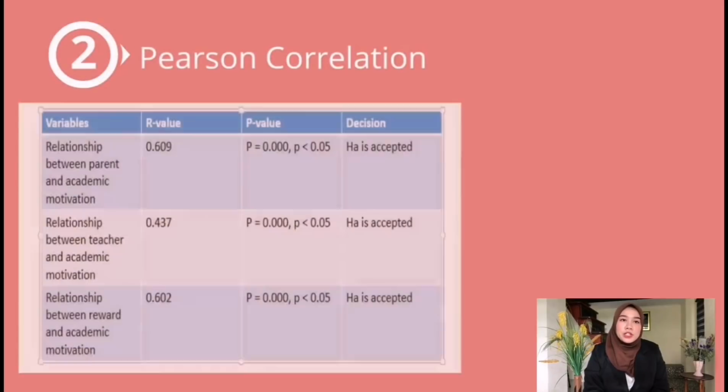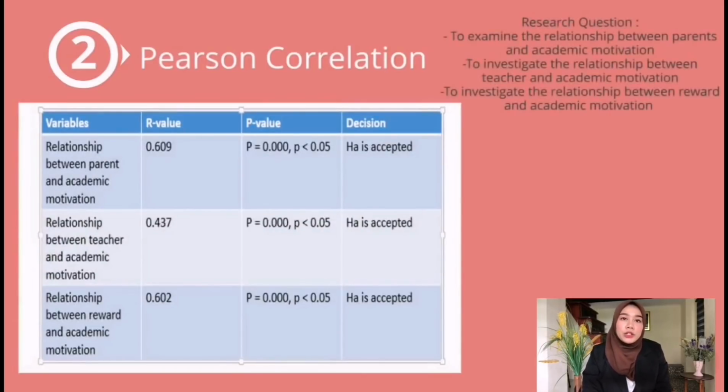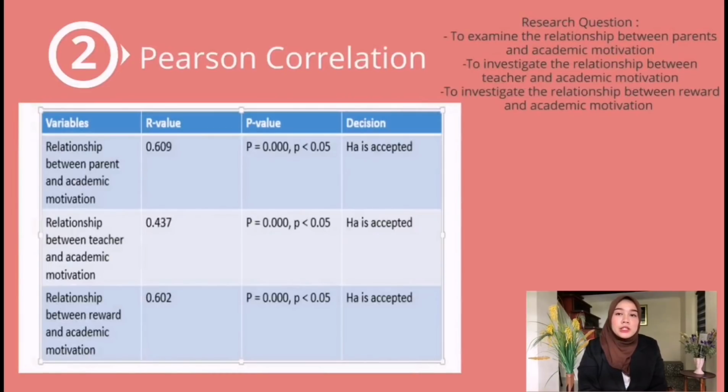Next, Pearson correlation aims to measure the linear correlation between 2 variables in order to know whether the relationship is strong, moderate, or weak. Based on the table above, the first variable is the relationship between parents and academic motivation. As we can see, the correlation value is 0.609, which is at a strong level, and p equals 0.00, which is less than 0.05, so the hypothesis is accepted. The next variable is the relationship between teachers and academic motivation.